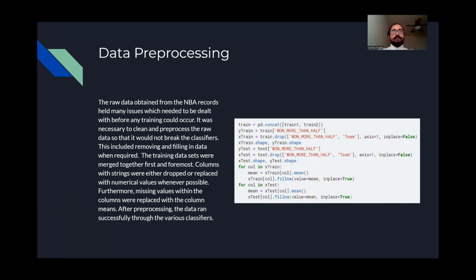Before we could use our data sets, we had to clean the raw data to make sure that it didn't mess up our classifiers. So we would go in and remove and fill in the data whenever required. The training data sets were merged together first and foremost, columns with strings were either dropped or replaced with numerical values whenever possible. Furthermore, missing values within the columns were replaced with column means. After pre-processing, the data ran successfully through the various classifiers.